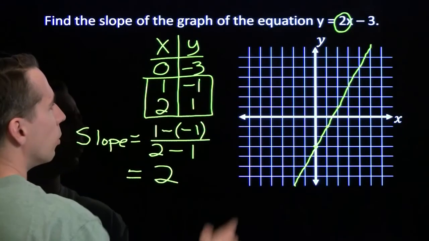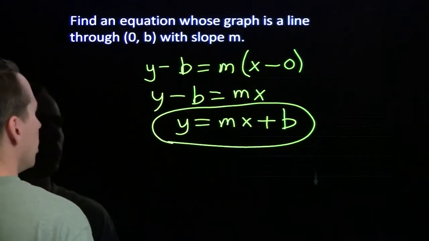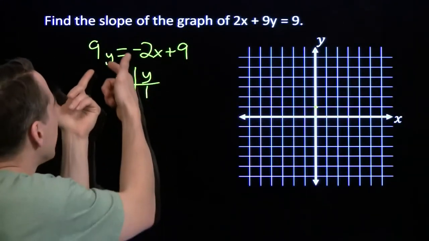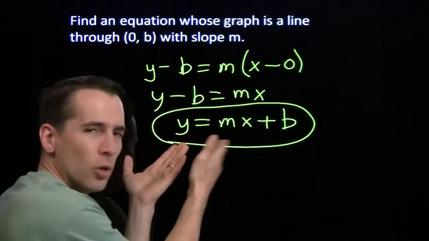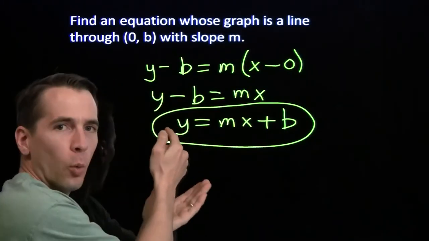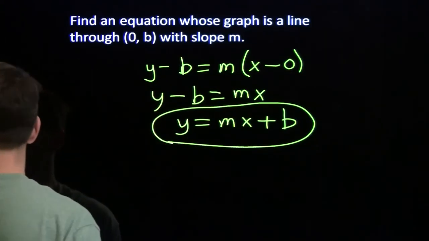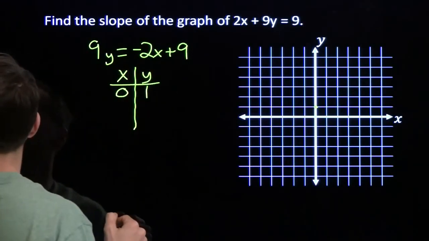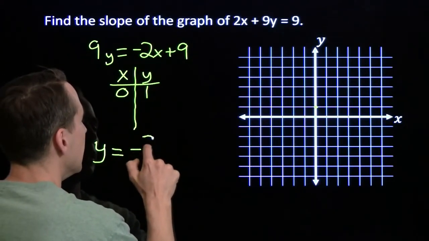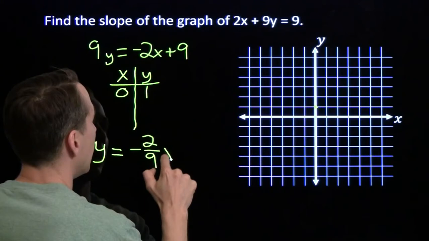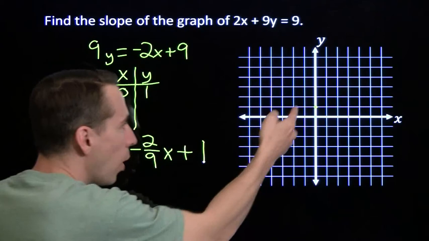Look back here. Let's see. y equals mx plus b. I've got to get the y by itself. I've got to divide out this 9. That's the key here in slope-intercept form. We're solving for y. y's got to be all by itself. The coefficient has to be 1. I can't have a 9 sitting there. So I divide both sides by 9, and I get y equals negative 2/9 x plus 1. Now we see, there it is. There's our y-intercept right there.